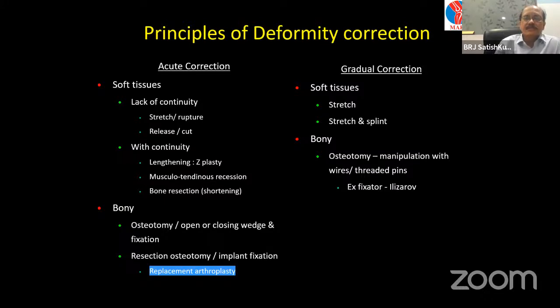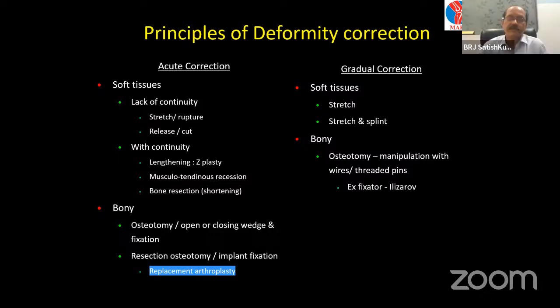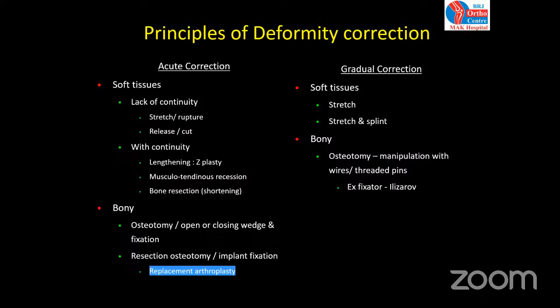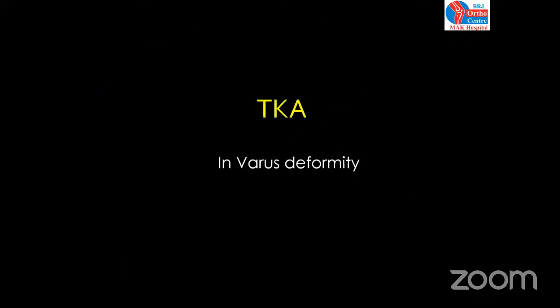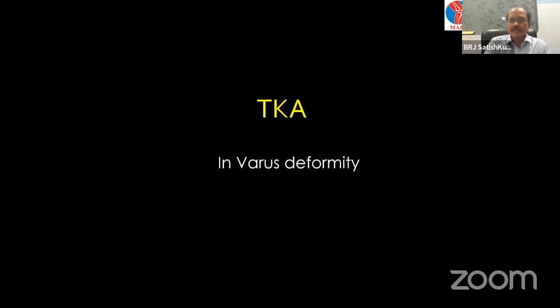But sometimes acute correction is not possible. We do gradual correction. Gradual correction at the soft tissue level is stretching and splinting. And gradual bony correction is done with osteotomy and then manipulation with wires and threaded pins with the external fixator, as is classically done. So these are the basics of deformity correction. We all should know the components and the acute and gradual correction, and how we do it at what level: soft tissue level, bone level, joint level or segment level.